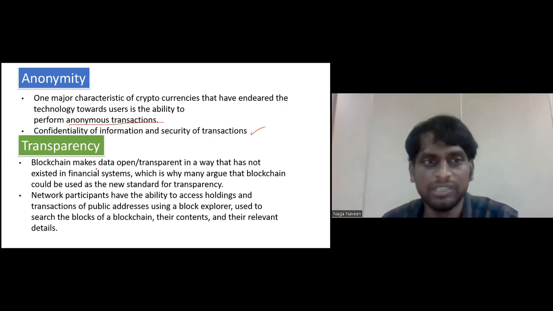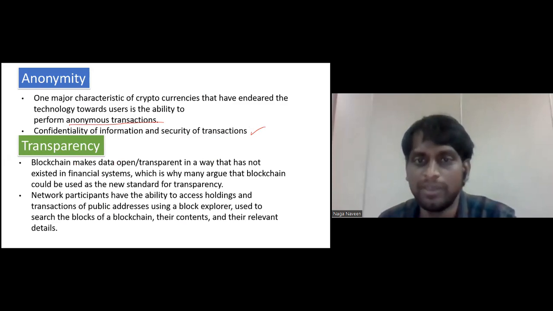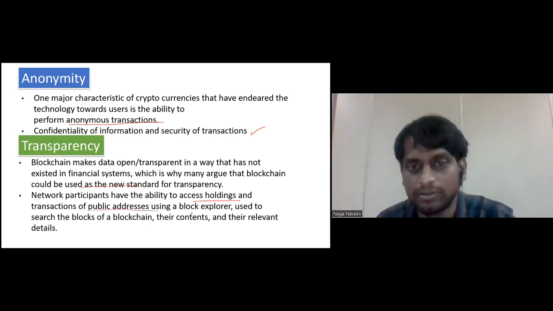Transparency. Blockchain makes data open or transparent in a way that has not existed in financial systems. This is why many argue that blockchain could be used as a new standard for transparency. Okay, how is it transparent? Network participants have the ability to access holdings and transactions of public addresses using a Block Explorer, easy to search the blocks of a blockchain, their contents, and their relevant details.